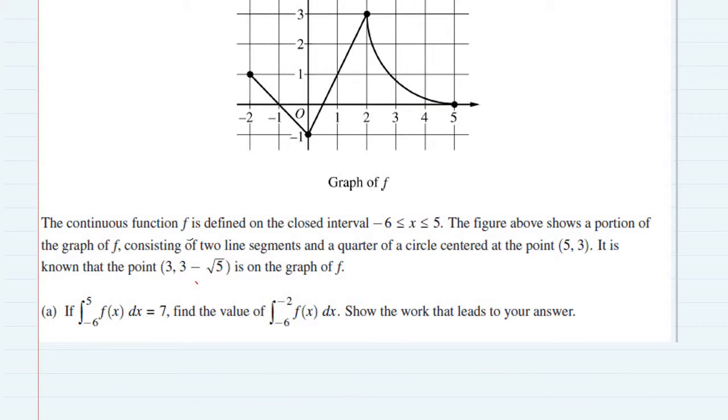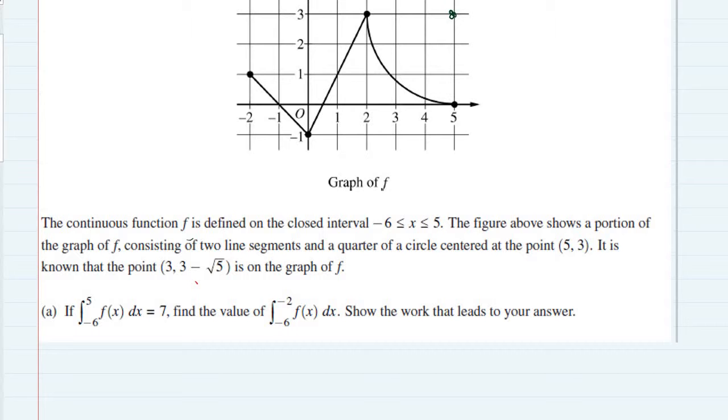This is the AP Calc AB 2019 FRQ number 3. What we've got here is a graph of a function f, and the problem tells us that the continuous function f is defined on the closed interval from -6 to 5. The figure above shows a portion of the graph of f consisting of two line segments and a quarter circle centered at point (5, 3), which is right here.